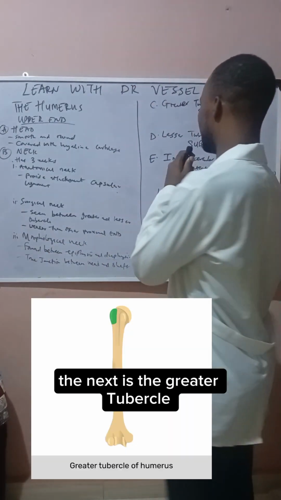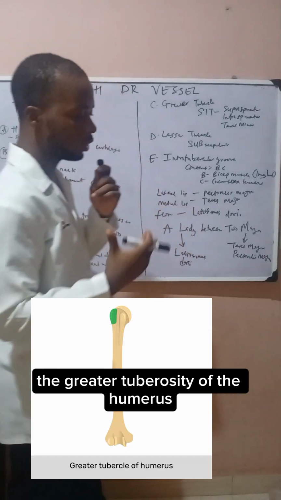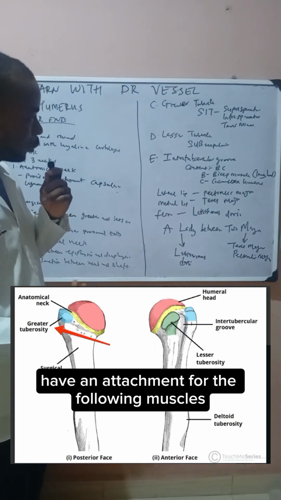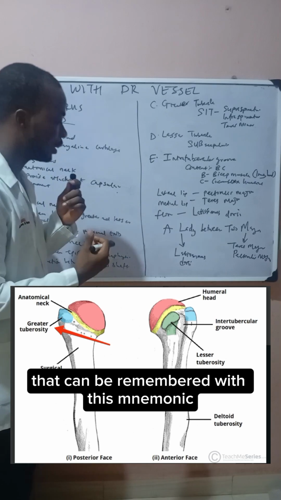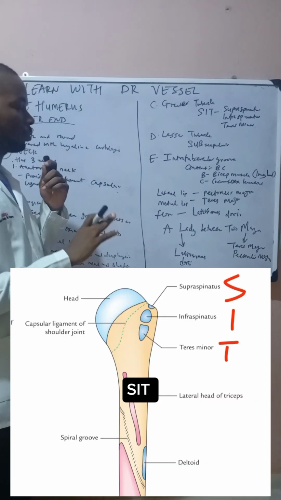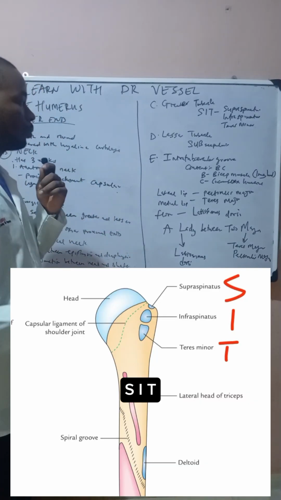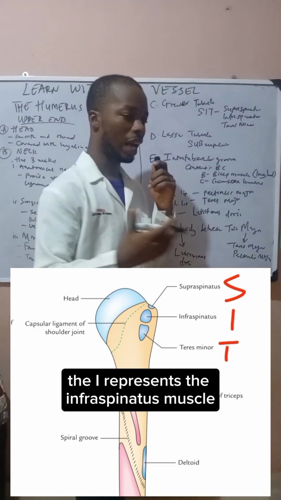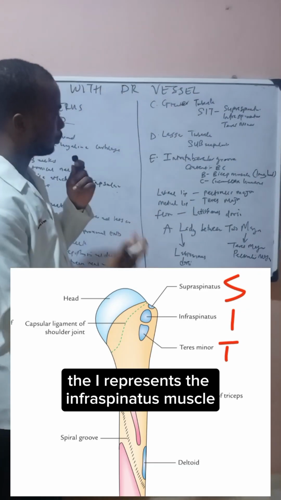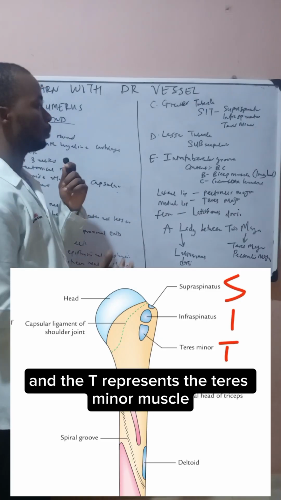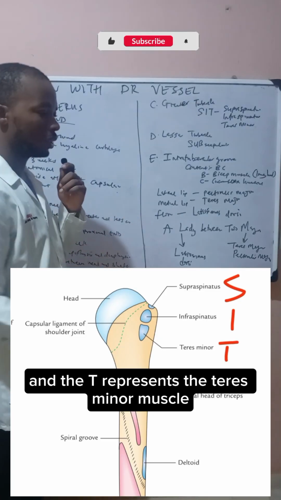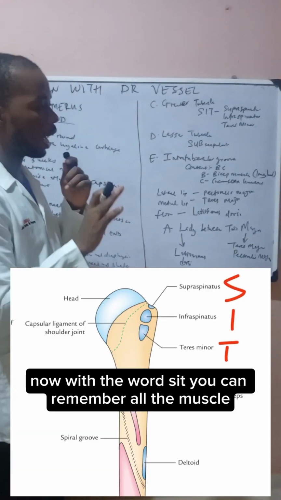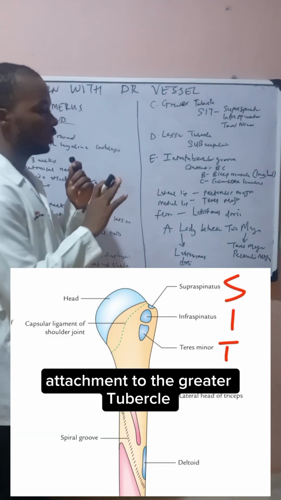The next is the greater tubercle. The greater tubercle of the humerus has an attachment for the following muscles that can be remembered with this mnemonic: SIT. Now the S represents the supraspinatus muscle, the I represents the infraspinatus muscle, and the T represents the teres minor muscle. Now with the word SIT, you can remember all the muscle attachments to the greater tubercle.